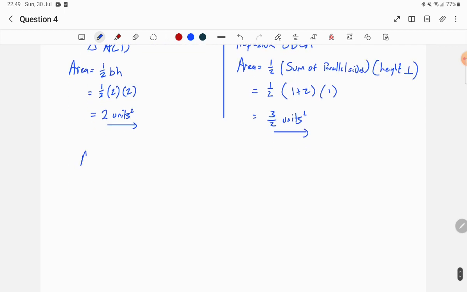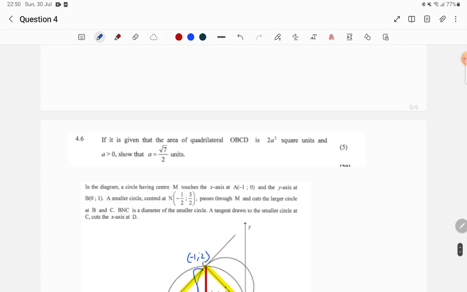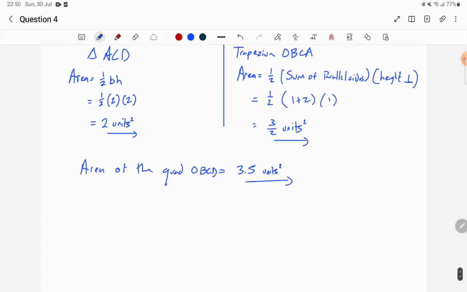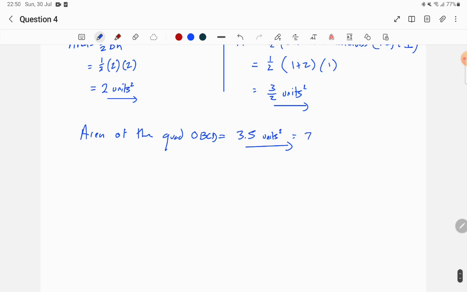So the area of the quad OBCD is equal to 2 plus 1.5, that is 3.5 units squared. And now since we have the area, and they told us that the area is equal to 2a squared, and 3.5 is, in other words, 7 over 2, you can then say 2a squared is equal to 7 over 2.